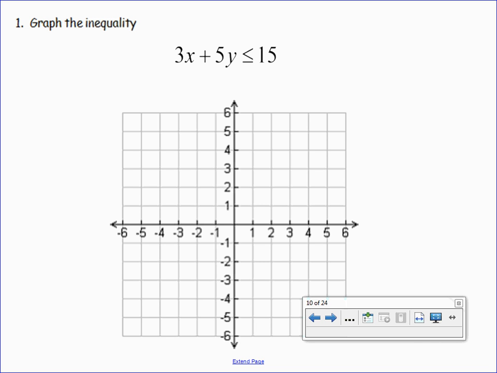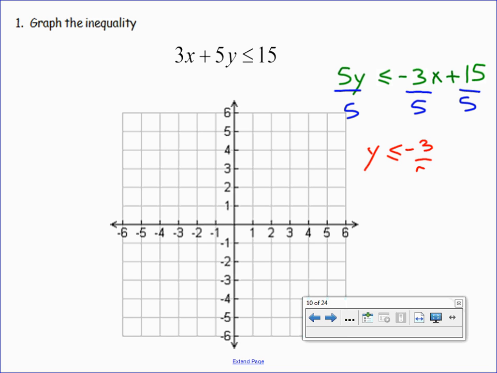Cody? Solve for y. We could do that by subtracting over the 3x, and we get 5y is less than or equal to negative 3x plus 15, and finish it out by division. Just make sure that you're being careful with the linear inequality. If I divide both sides by 5, do I need to change the direction of my symbol? No, only when I multiply or divide both sides by a negative. So this remains y is less than or equal to negative 3/5 x plus 3.